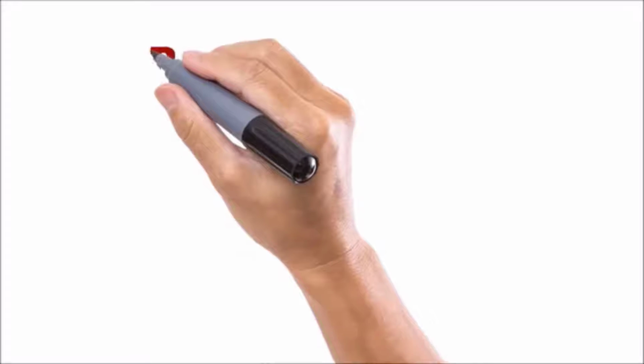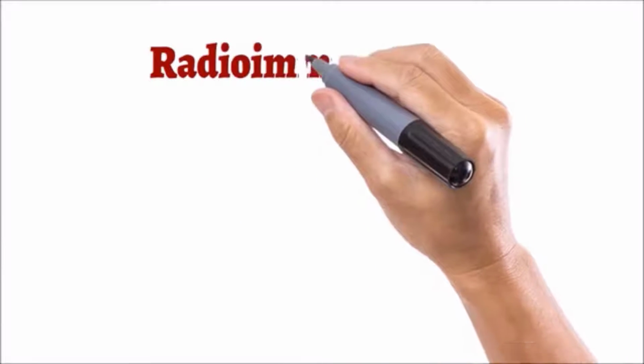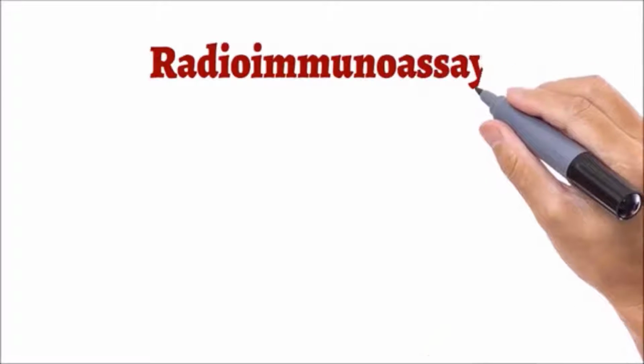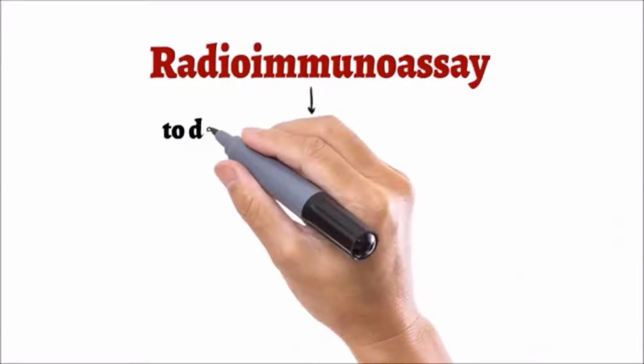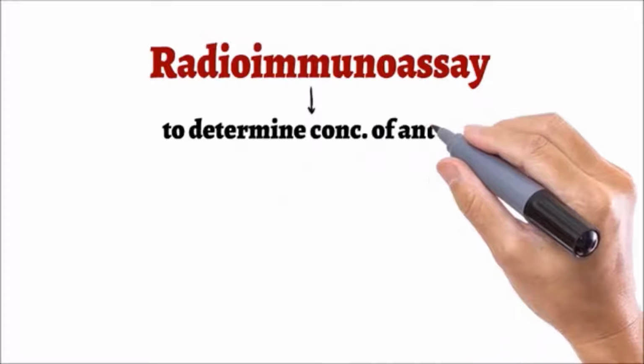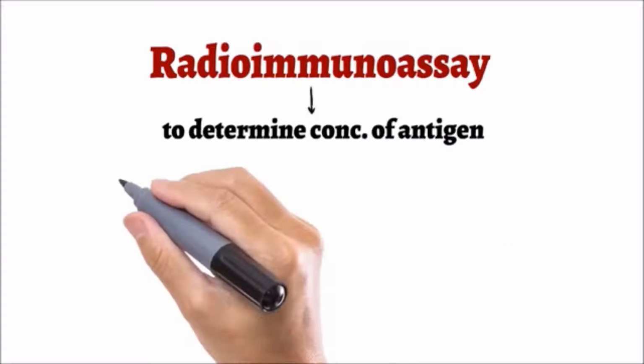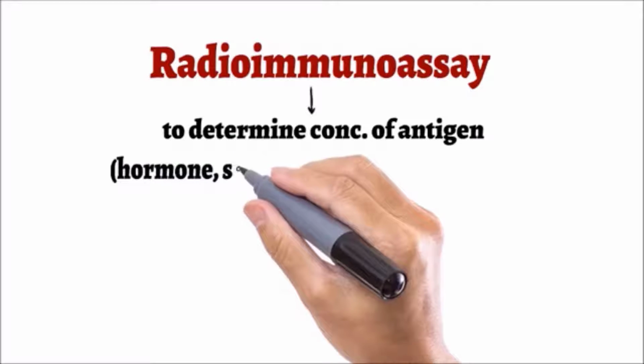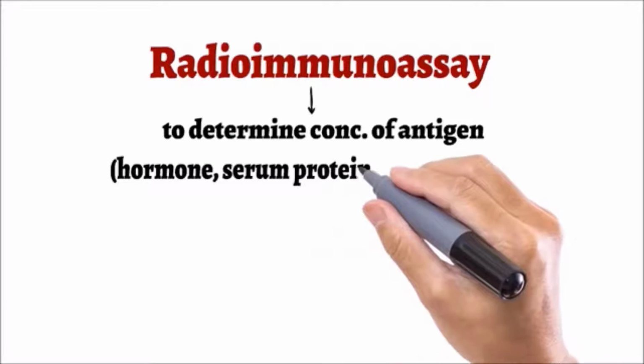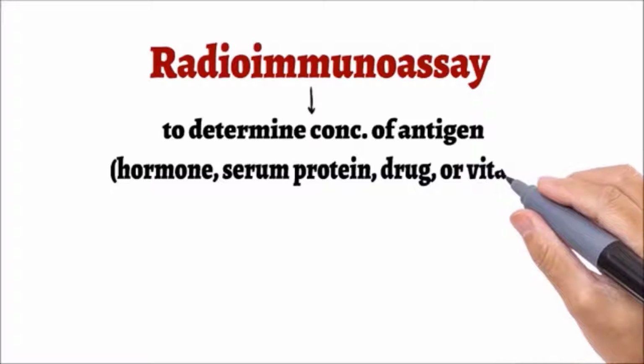In this video session we will learn one more immunological technique, which is known as radioimmunoassay. So basically this technique is used to determine the concentration of antigen present in the sample. This antigen can be anything. It can be hormone, it can be serum protein, it can be drug molecule, or it can be vitamin.